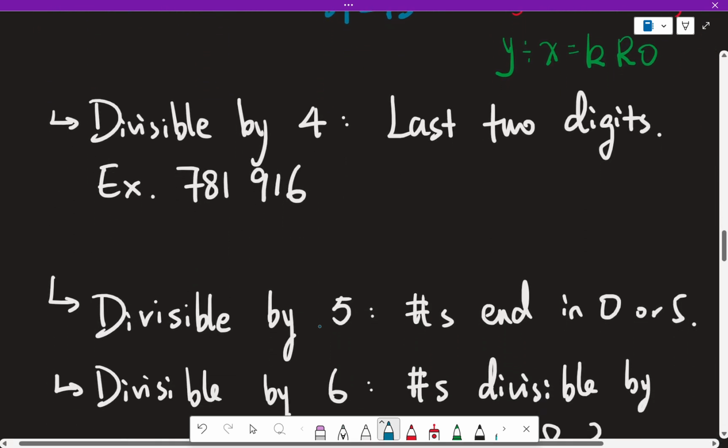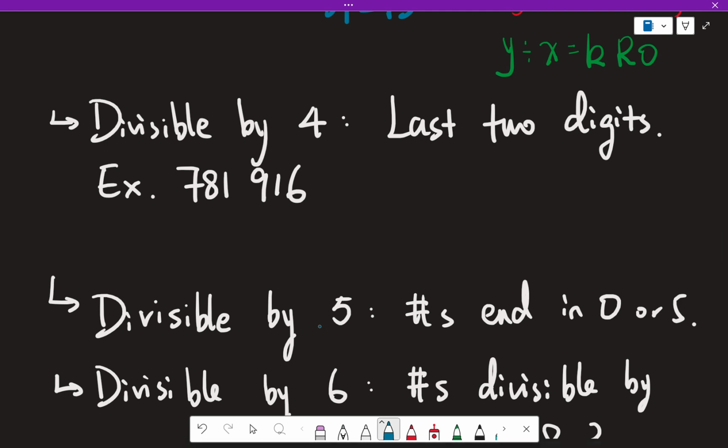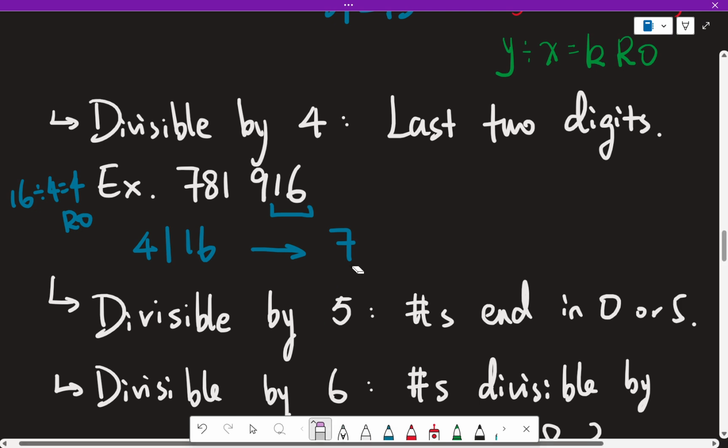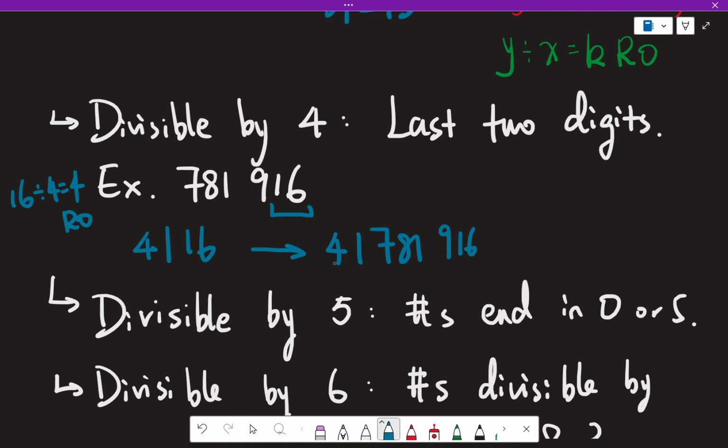Next, divisible by 4. We just check the last 2 digits, and if the last 2 digits of the number are divisible by 4, then the whole number is divisible by 4. Example, 781,916. We just check the last 2 digits, 16, and we see that 4 divides 16, because 16 divided by 4 equals 4 with a remainder of 0. So we can say that the original number 781,916 is also divisible by 4. We just check the last 2 digits, and that's it.